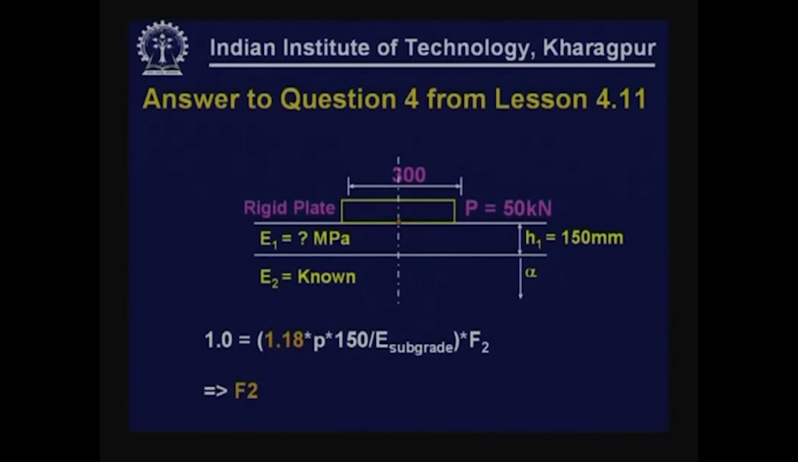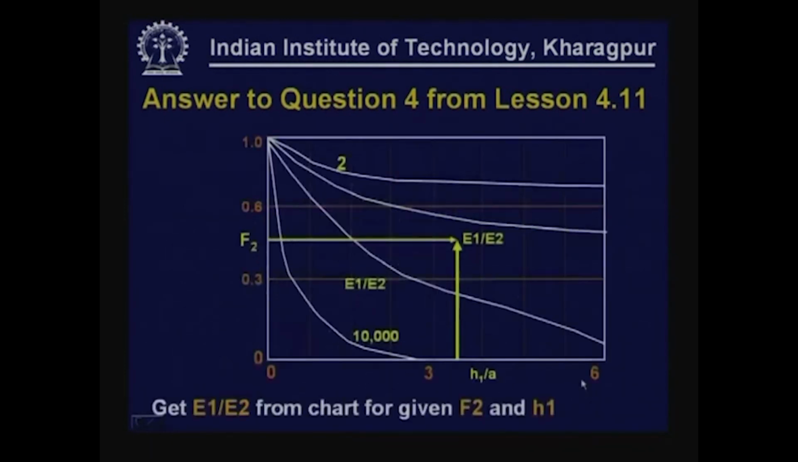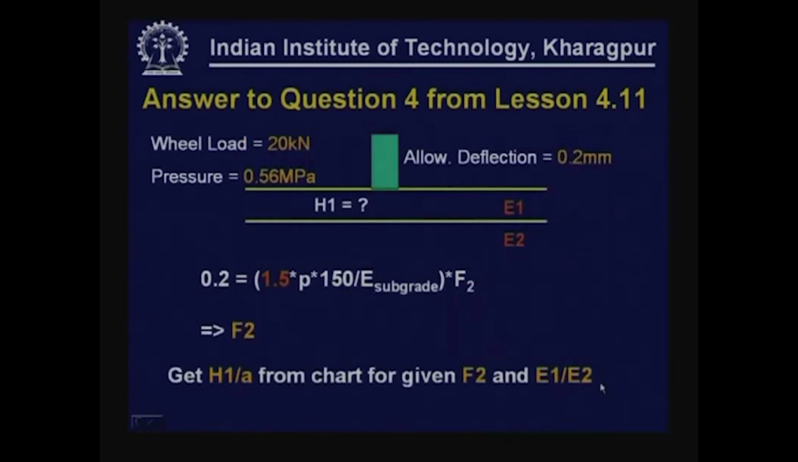Then a granular layer of known thickness is built over this. A plate load test is conducted on this two-layer system. So for a rigid plate, this is the expression for surface deflection. P is known, A is known, surface deflection is also known, E subgrade is also known. We can find F2 from this plot. So once we know F2, from F2 and from the known thickness we can obtain the ratio of E1 by E2.